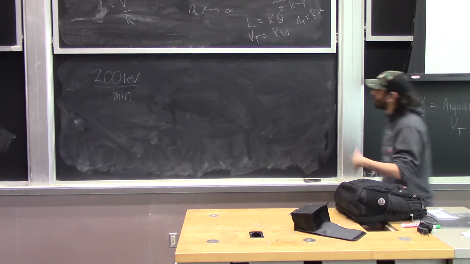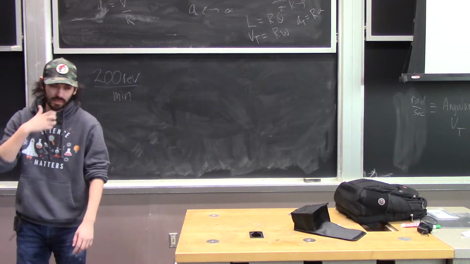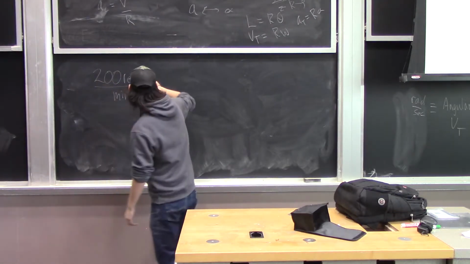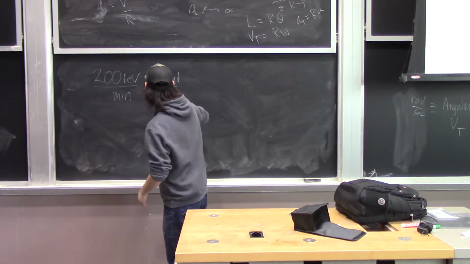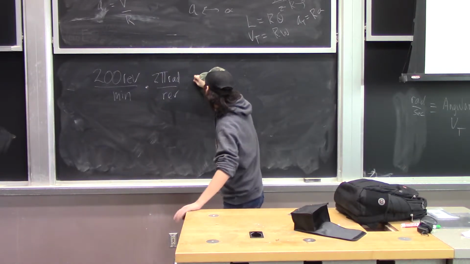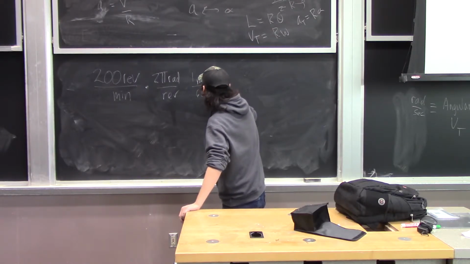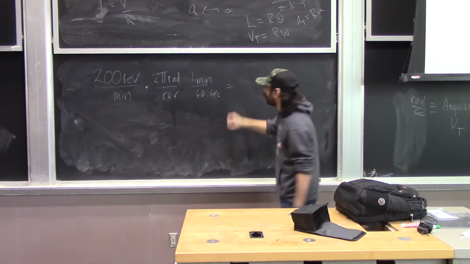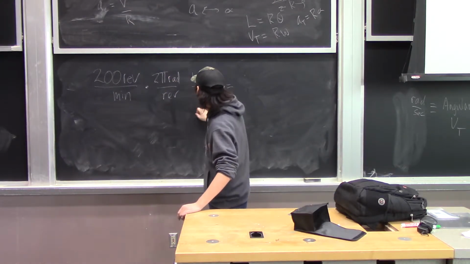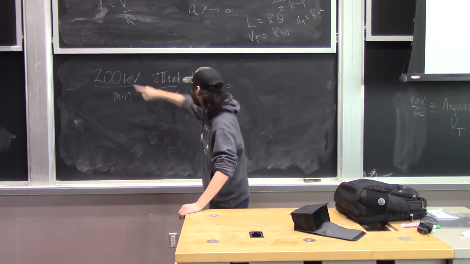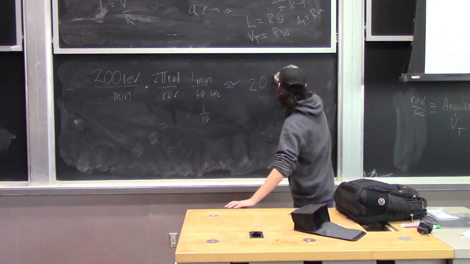In order to do that, we want to take this revolutions per minute and convert it to radians per second. We can multiply this by 2 pi radians per revolution, and then multiply by, in 1 minute, there are 60 seconds. When we do this, we end up finding that this is about 1 over 10 times 200, which is roughly 20 radians per second.